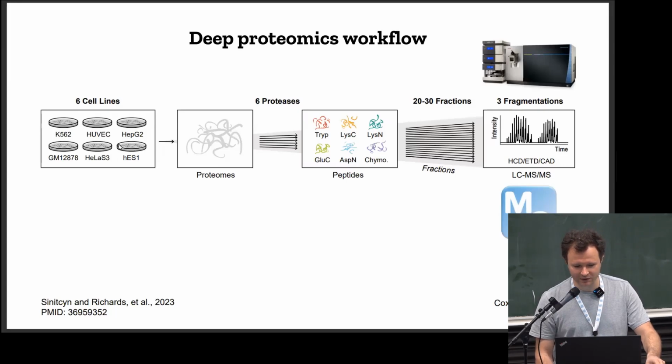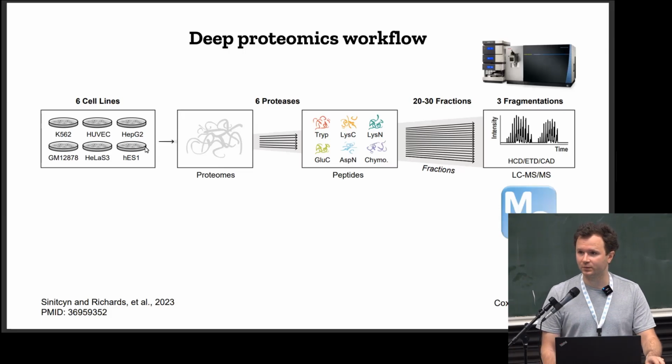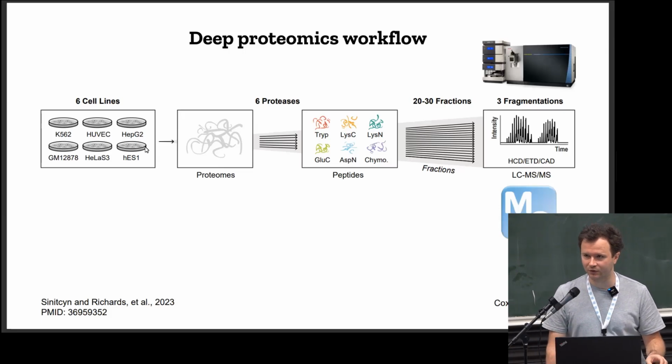And as you may see, there are 6 human cell lines. This is exactly the cell lines which have been used in the ENCODE project. That means that we do have super high coverage transcriptomic data. Great, so proteomes have been extracted from each cell line, and each proteome has been digested with one of 6 proteases separately, and each lysate has been fractionated up to 30 fractions, and each fraction has been measured with 3 different fragmentation methods.